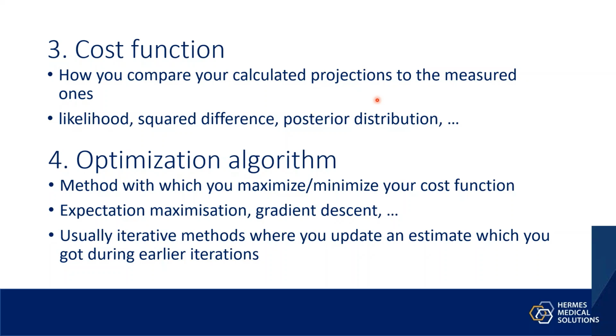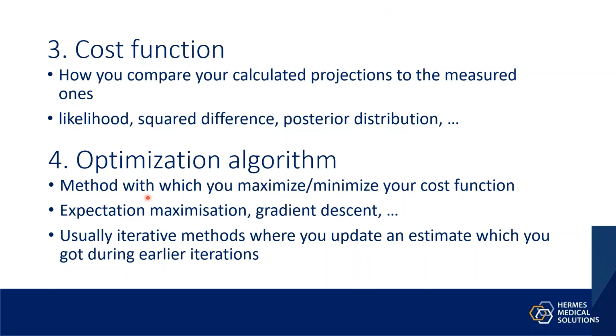The third part of a statistical reconstruction method is the cost function, and this is the function with which we compare the projections that we calculated using the system matrix to the measured ones. So this is some kind of function that measures how well they match, and if there is a perfect match, then we know that our reconstructed image is ready. And there are many different types of cost functions available. You can use likelihood, squared difference, posterior distribution, and so on.